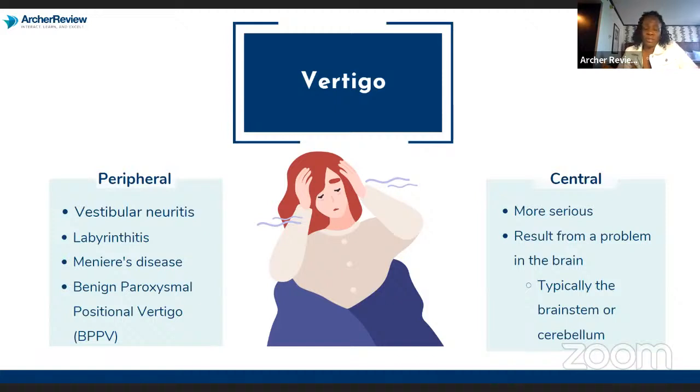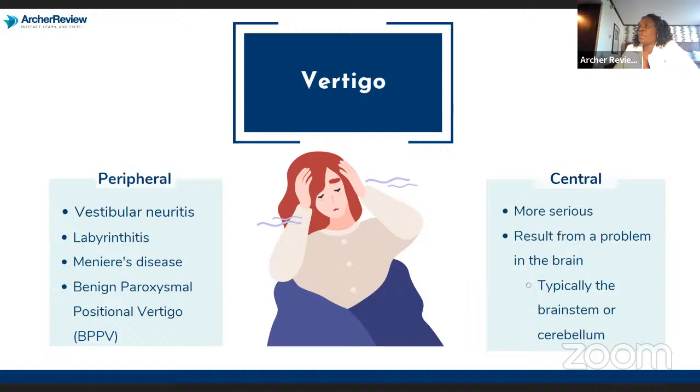First of all, we do a thorough history. If they say it's sudden, with sudden head movements, and it lasts less than 60 seconds, it's quick onset, but it goes away. The causes are often an ear infection, head trauma, or it could be idiopathic. We don't know why it's happening, and treatment just depends on the cause.